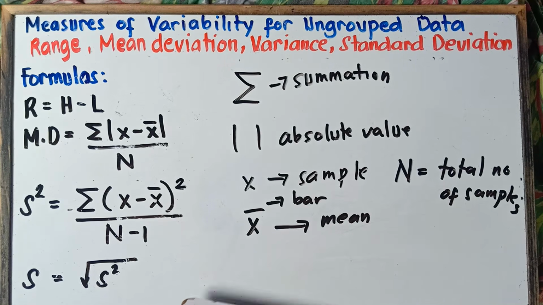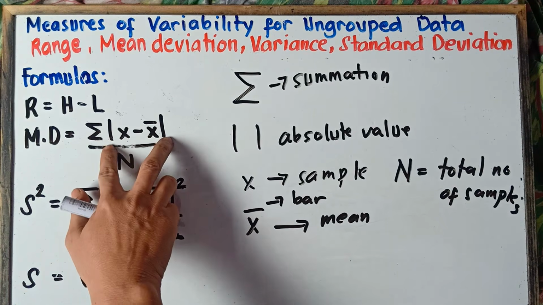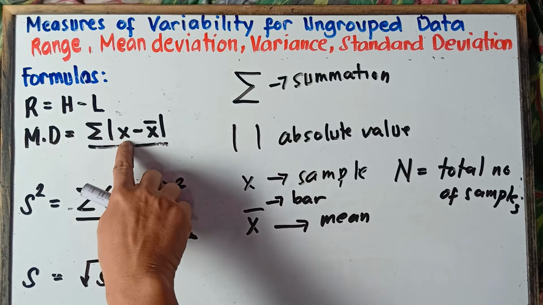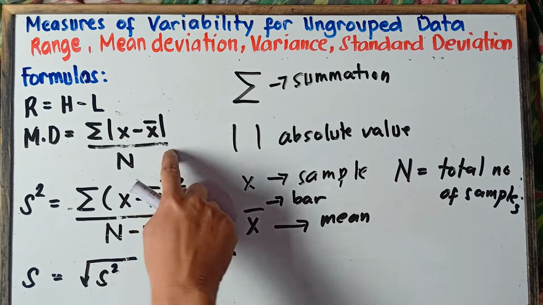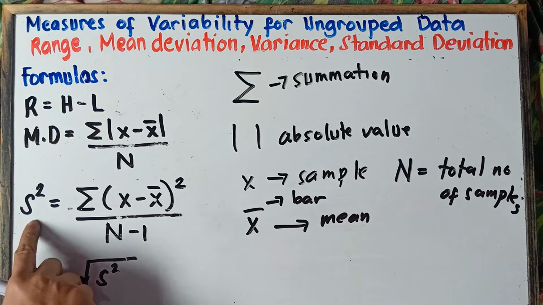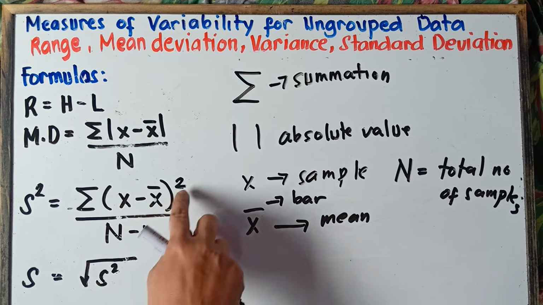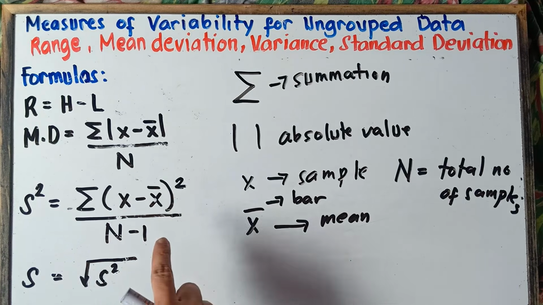I hope it's clear for you. For the mean deviation, there will be the summation of the absolute value of x, the sample, minus the mean, all over the total number of samples. And then the variance is equal to the summation of the quantity x minus the mean, squared, all over n minus 1.